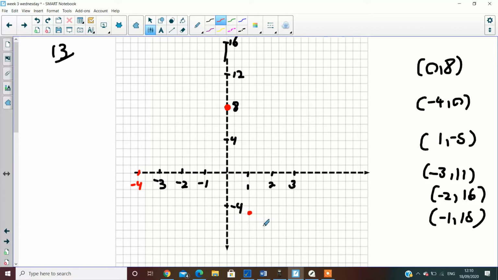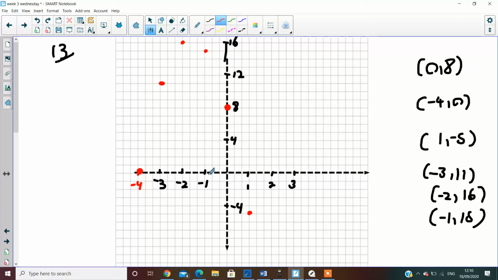So, how am I going to draw that? Looks like a triangle. So I'm going to use more points. What are the other points I have? Minus 3, 11. I also have what? Minus 2, 16, which is here. And then finally what's a minus 1, 15?